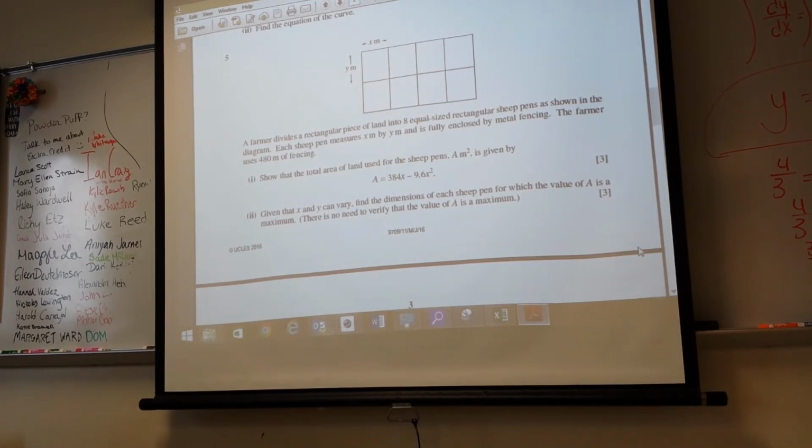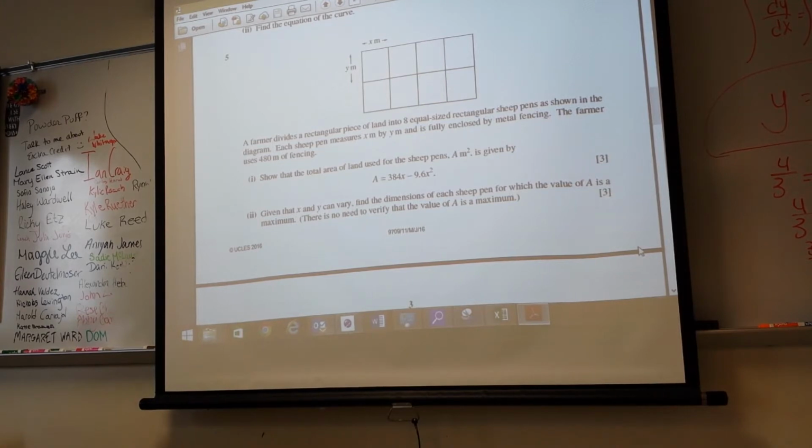The total area of the land used for the sheep's pens. All right, how do we begin this problem? What is a given? What's a known fact here? Yes, the area formula is a known fact. What else do we know? We know the height is 2y and the length is 4x.